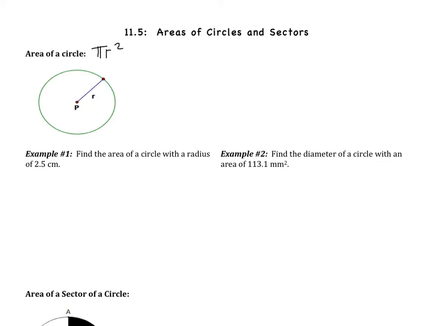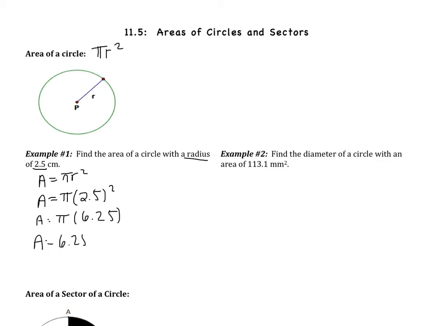We have two examples. Example number 1 says find the area of a circle with a radius of 2.5 centimeters. So we're going to start by writing our area formula. Area is pi r squared. In this case, we are told the radius is 2.5, so I'm going to have r be 2.5. Now, order of operations, I want to square first. So I'm going to do 2.5 squared, which is 6.25. So my area then is 6.25 pi centimeters squared.